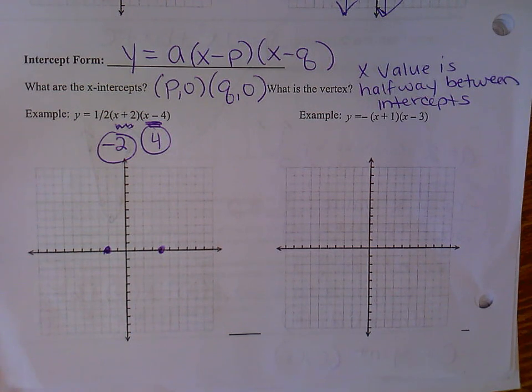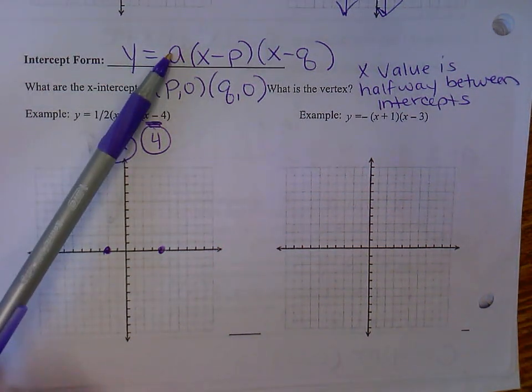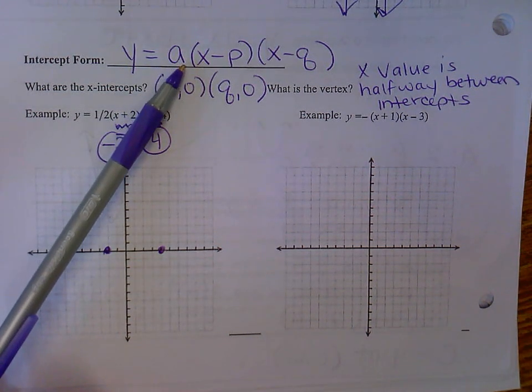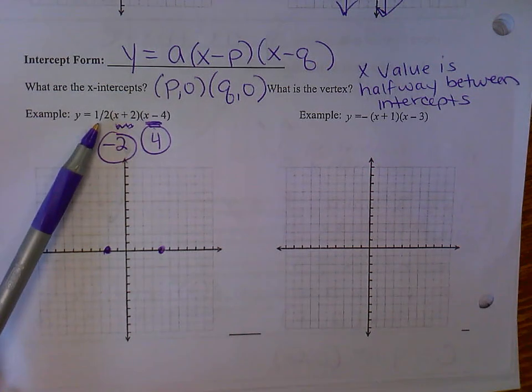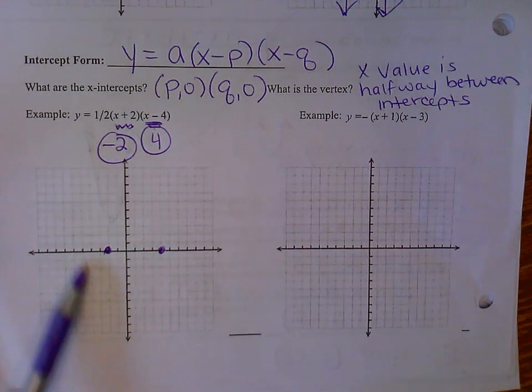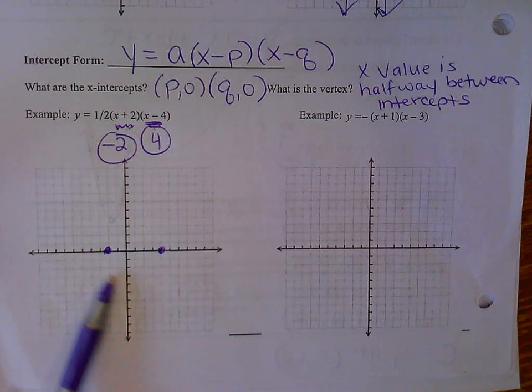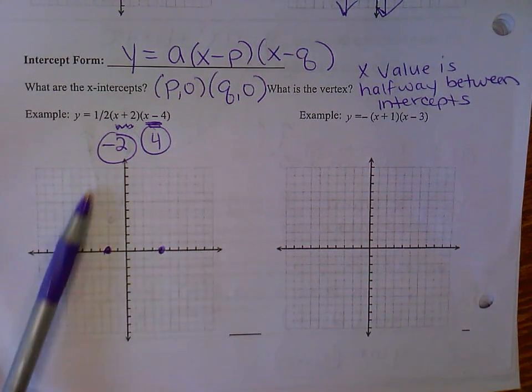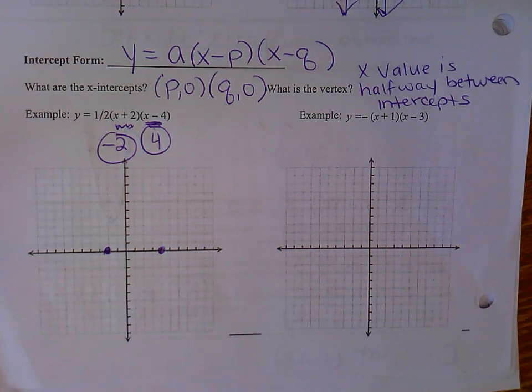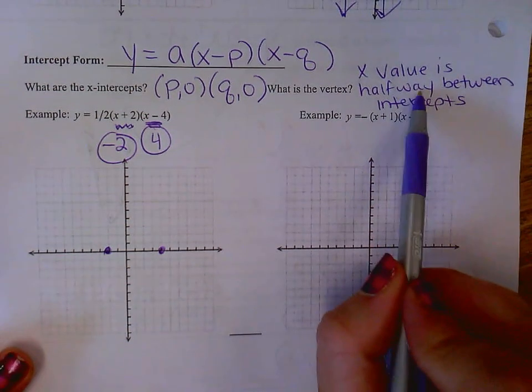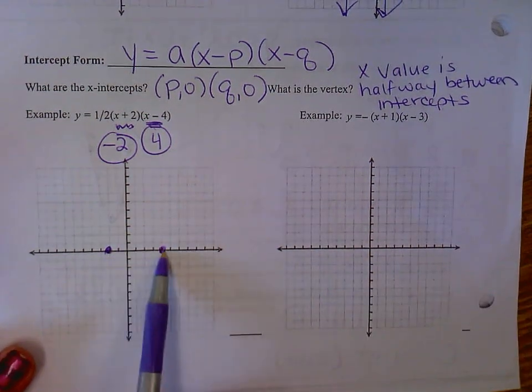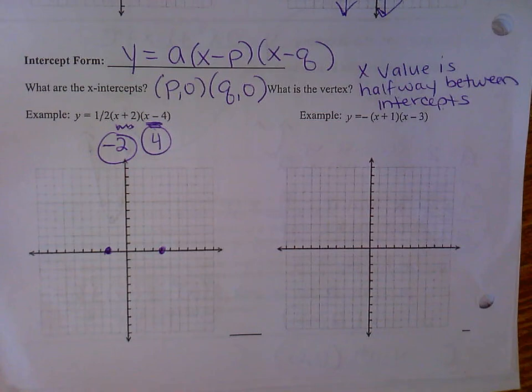Can I tell if this is concave up or concave down yet? This is the A value, right? A tells you concave up or concave down. What's my A value? 1/2. So I know that the vertex sits somewhere underneath and it's concave up through these 2 points. The x value is halfway between the intercepts. What's my x value? What's halfway in between?